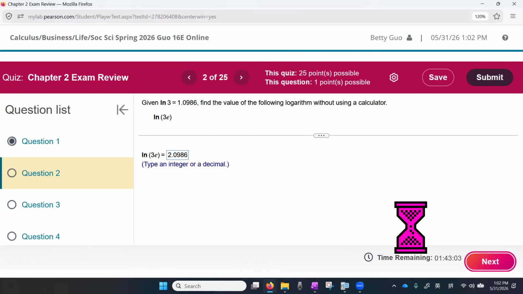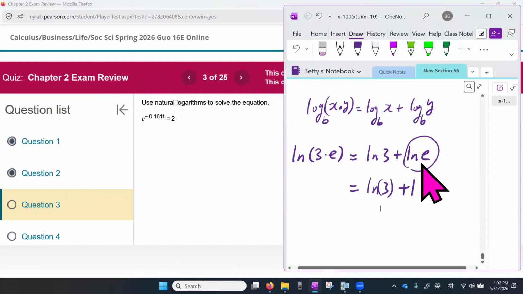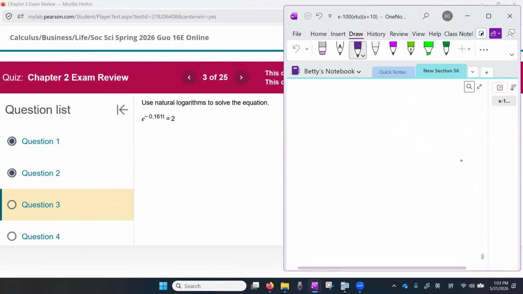All right, next, question number 3. Use natural logarithms to solve the equation. This is an exponential equation: e to the power of negative 0.161t equals 2.